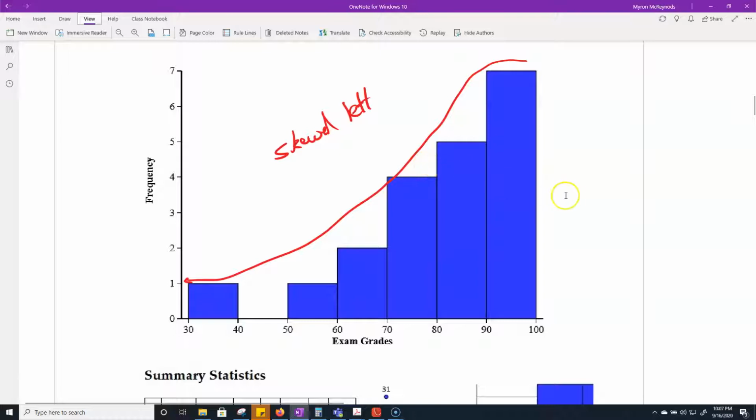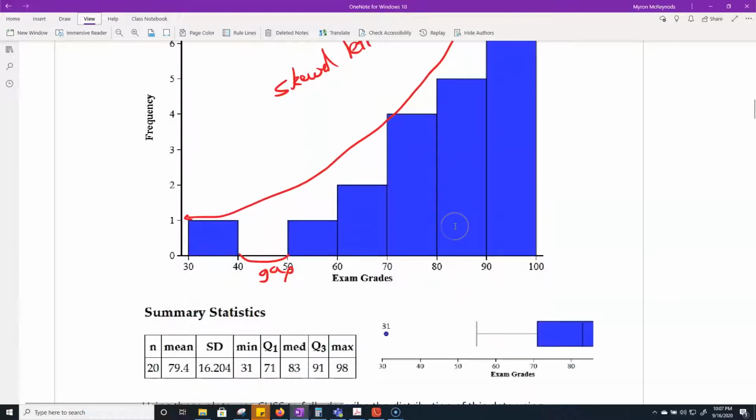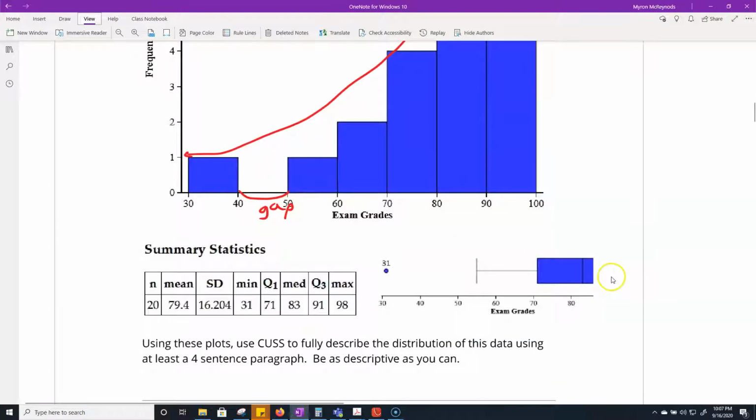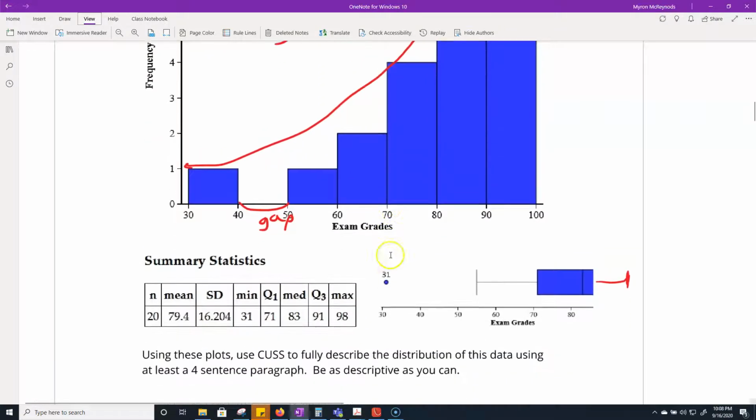And so that's what I see on that, and I see a gap right here. Start noticing all the things that you see here. I see a gap right there, so that tells me what I need to know for that. And then I look and I see this graph right here, the box plot, and this graph right here, the summary statistics. It looks like this part got cut off, but it just kind of keeps going right here, and it doesn't have an outlier, so we don't really need to see that. So we need to use CUSS to fully describe this data right here that we're looking at.